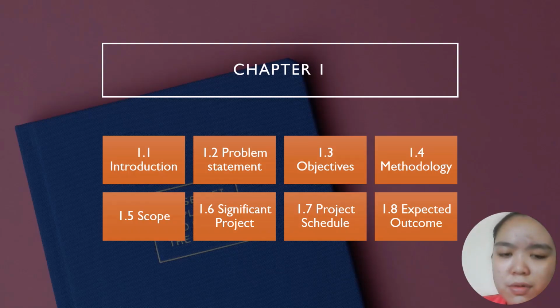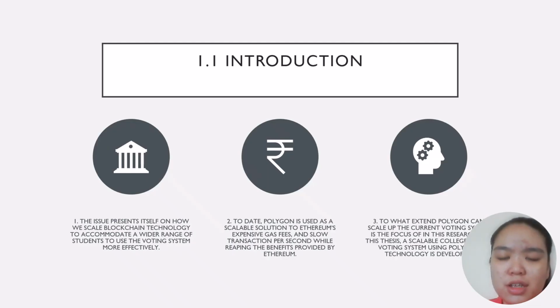Chapter 1 consists of introduction, problem statement, objectives, methodology, scope, significance of the project, project schedule, and expected outcome. Firstly, the introduction is divided into 3 points, which are how blockchain accommodates a wider range of students to use a voting system, and Polygon acting as a solution to Ethereum's problems, which include high gas fees and slow transaction time, as well as how well Polygon will work in an online voting system.